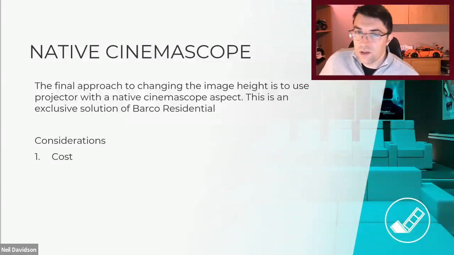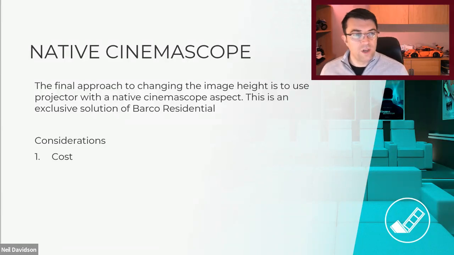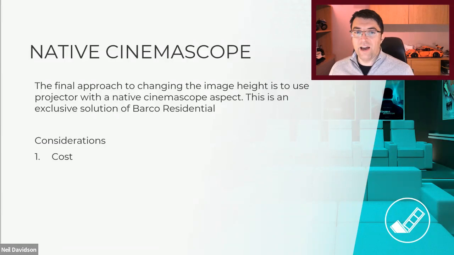So there's one other solution that's on the market now that lets you do this, and that's a projector with a native CinemaScope aspect ratio. So as far as I am aware, that is an exclusive solution of Barco Residential. If anyone knows different, please feel free to correct me and I will be happy to change that. The big consideration of this one, of course, is the cost of the projector. If you saw some of the other solutions, an anamorphic lens, there is a lens cost and possibly a video processor cost. So that must always be considered when looking at the cost of the native CinemaScope projector.